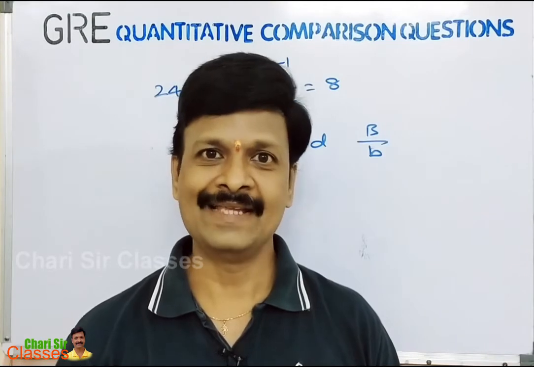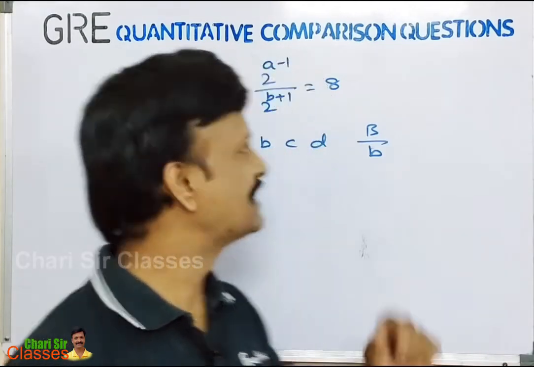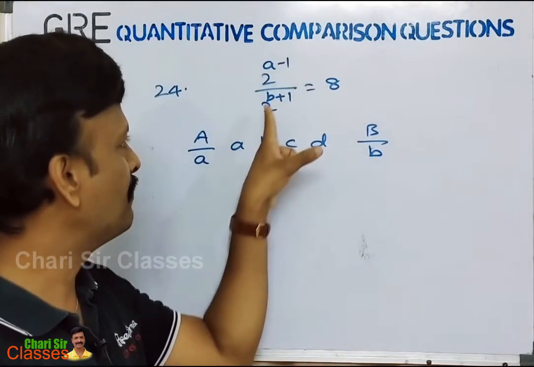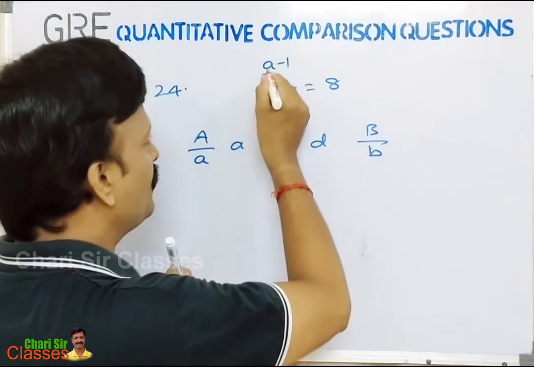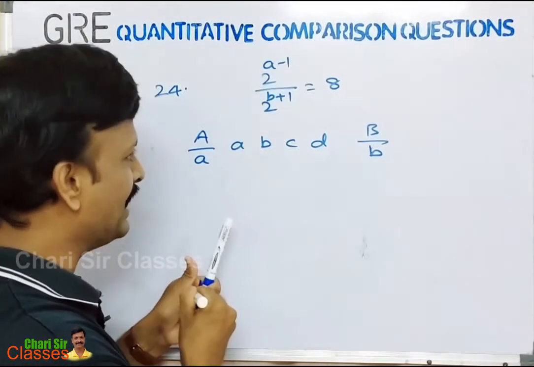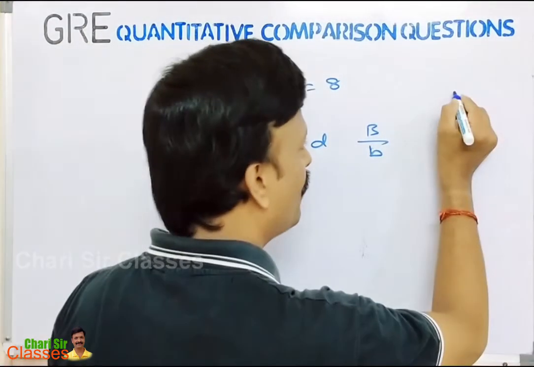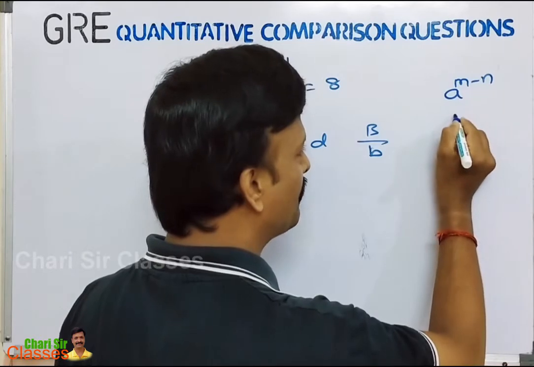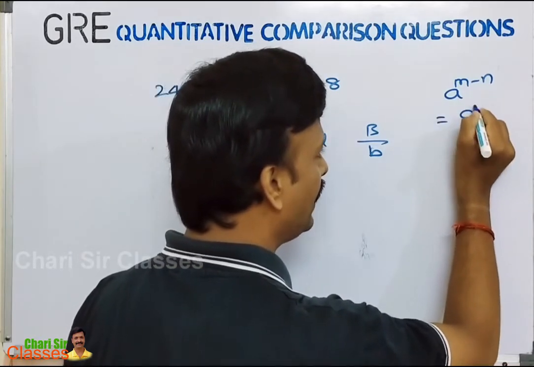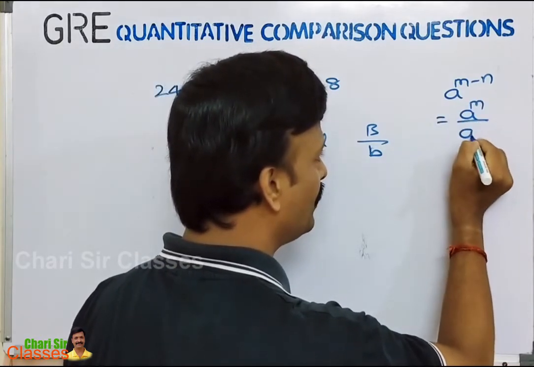Question number 24 is an exponents question. Here it is given 2 to the power of a minus 1 by 2 to the power of b plus 1 equal to 8. So 2 to the power of a minus 1 is in the form of a to the power of m minus n. When a to the power of m minus n is given, we write a to the power of m by a to the power of n.